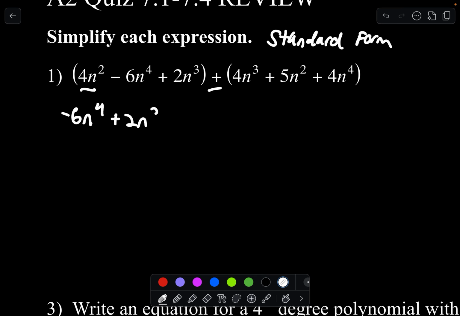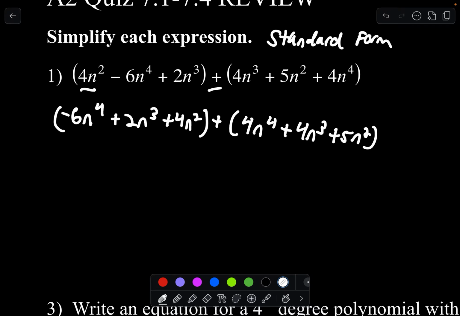Notice I'm just reordering the first polynomial. Notice I started with the highest power, n to the fourth, then n cubed, then n squared. Then we're going to add. Now I have to shuffle the second one, that's 4n to the fourth, plus 4n cubed, plus 5n squared.